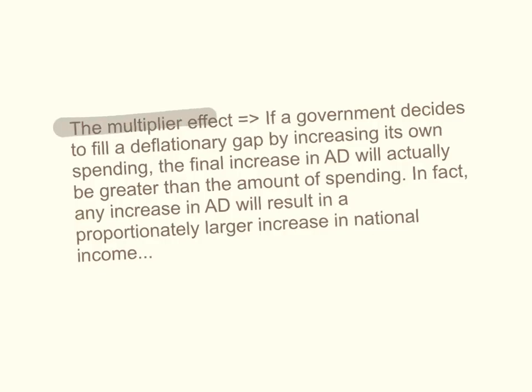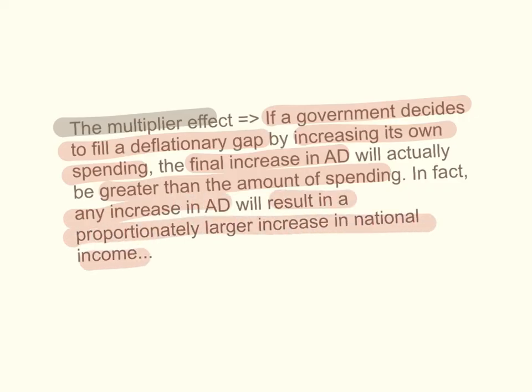So, the multiplier effect. If the government decides to fill a deflationary gap by increasing its own spending, the final increase in aggregate demand will actually be greater than the amount of government spending. In fact, any increase in aggregate demand will result in a proportionally larger increase in national income. And that's the whole main idea of the multiplier effect.